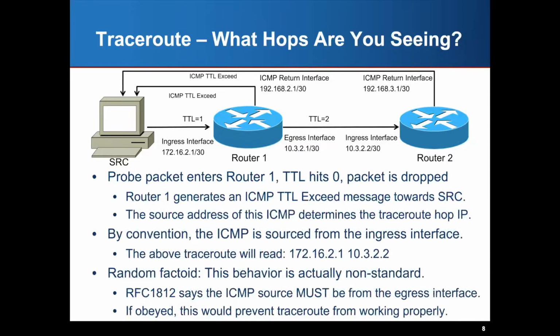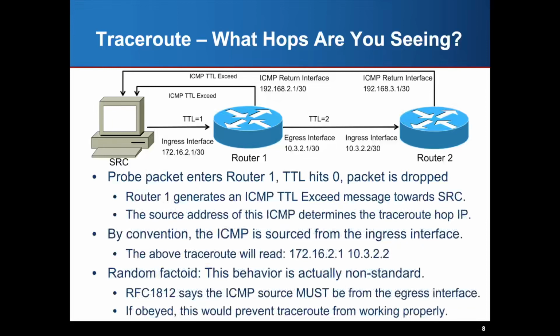So if we look at the traceroute above, we're going to see 172.162.1. So we're going to see that ingress interface coming into router 1, and we're going to see the ingress interface coming into router 2. What you're not going to see is the egress interface or the egress path. You know nothing about that. So the return path coming back to you is effectively invisible. All those 192.168 addresses on those return interfaces, you have no visibility into.